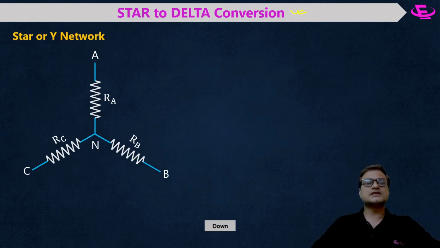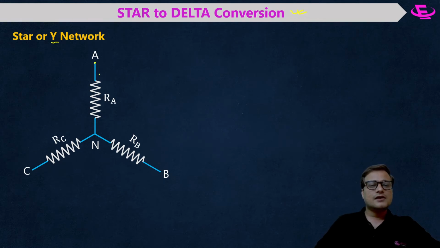So let us see a star network. What is the meaning of star network? It is also called Y network. Here 3 resistors are there. All the resistors are separated at an angle of 120 degrees in space. This is a star point. The names of the points are A, B and C. Next, there is a neutral point N.